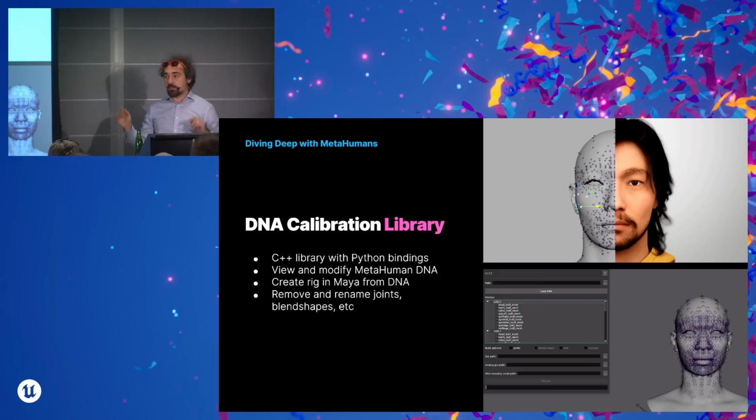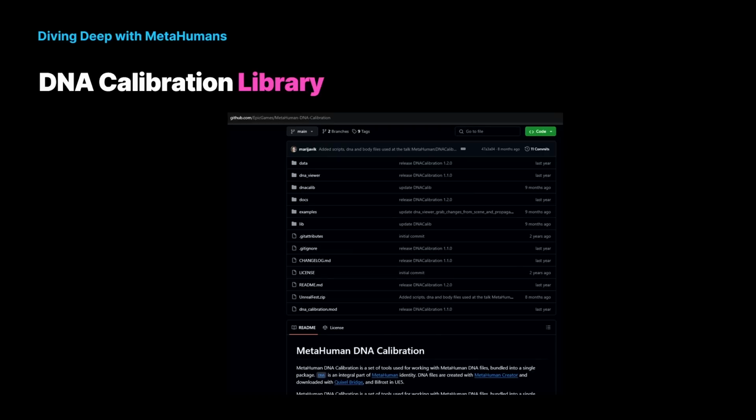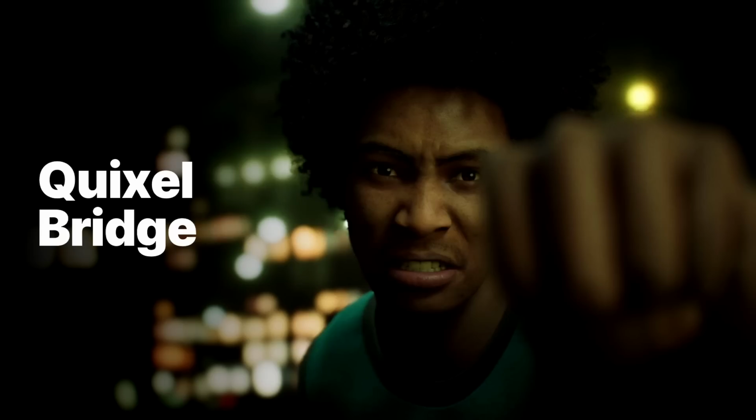Cool. Something I'd love to talk more about, and there are some really good existing talks on it, is the DNA calibration library, where you can go into much more detail about moving around exactly how the face is set up. Again, you can get much more stylized with things like the eyes. There is a GitHub project, if you just Google MetaHuman DNA calibration, that walks you through setting up those more advanced features for modifying your MetaHumans.